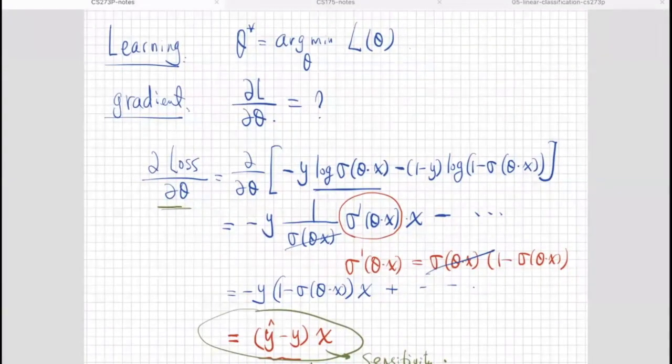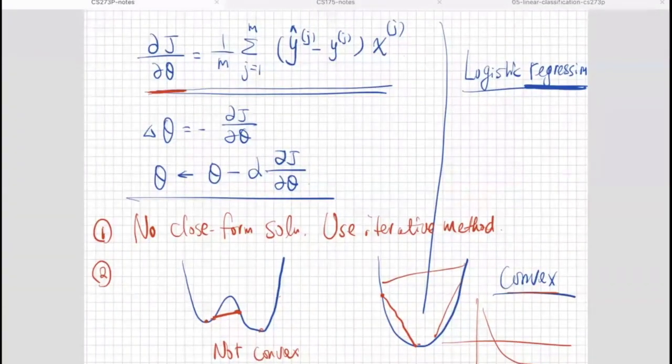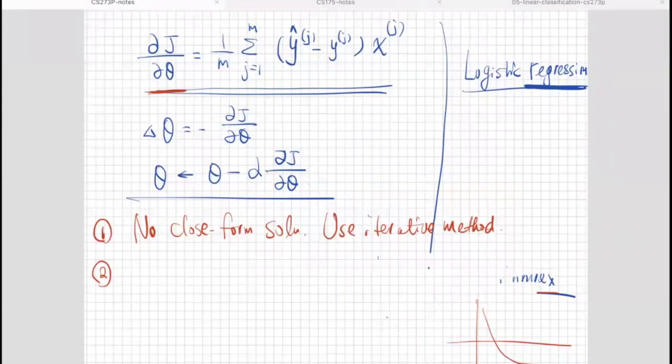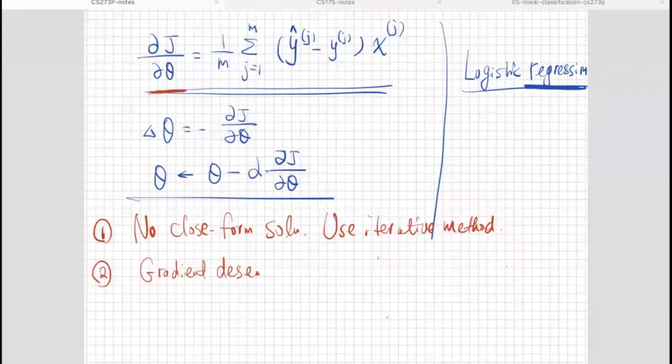Because it is a convex function, the gradient descent algorithm here is actually guaranteed to discover globally optimal solutions. So that's a very powerful statement. It's saying this: gradient descent will lead to a globally optimal solution.